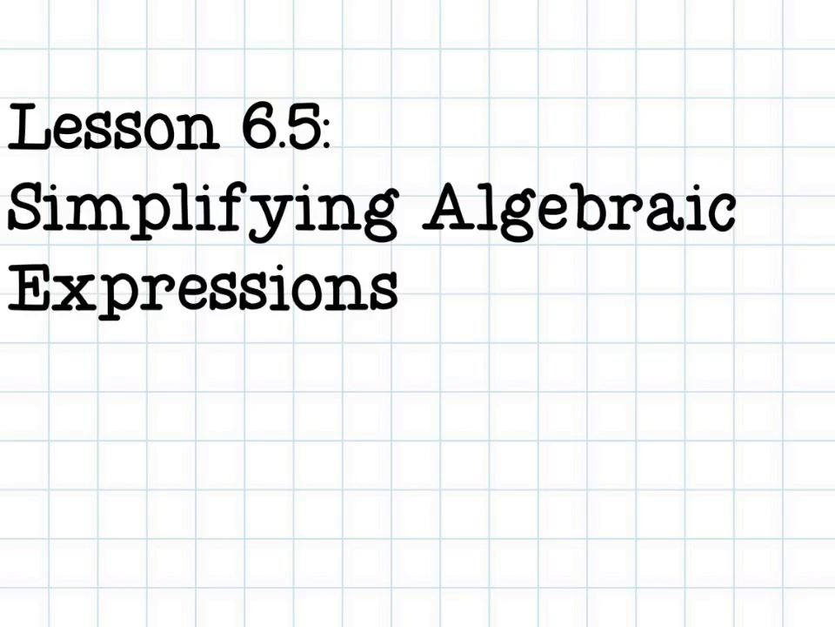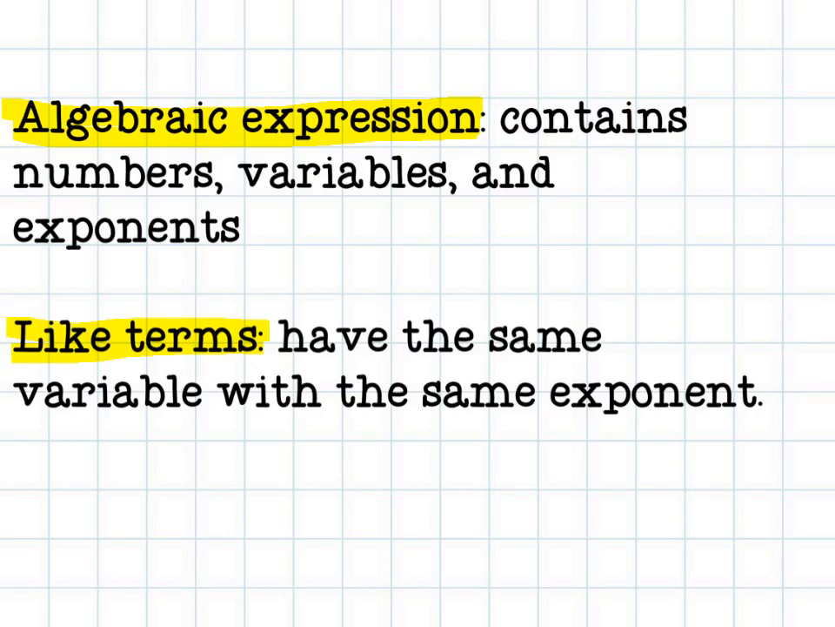Lesson 6.5, Simplifying Algebraic Expressions. An algebraic expression is an expression that contains numbers, variables, and exponents. For example, it could be 3x squared y. That would be an algebraic expression.